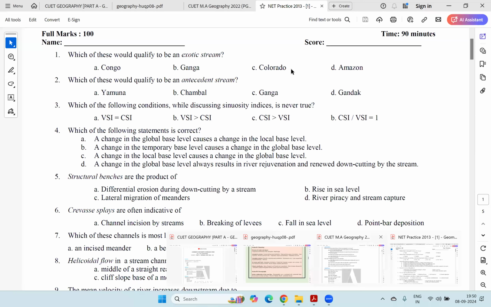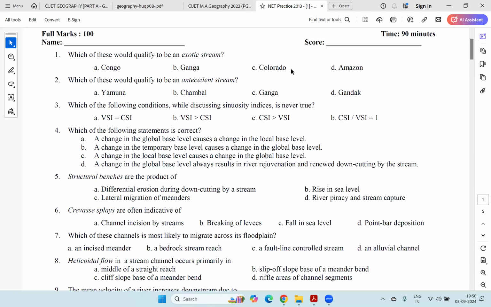Why? Because what is an exotic river? An exotic river is one that goes through a landscape, even if it does not get any water from that landscape. There are no tributaries from that landscape. All right. So that's the Colorado. The Colorado goes through a very dry region, and even then it picks up a lot of water. And another example of an exotic river is the Nile or the Indus. Okay.